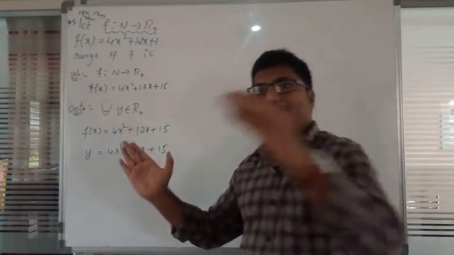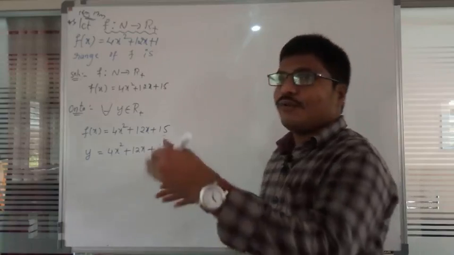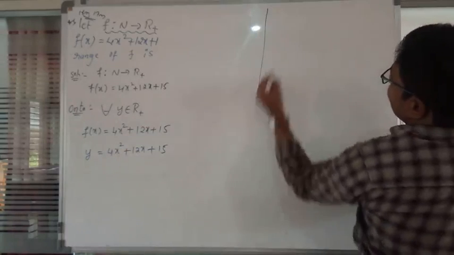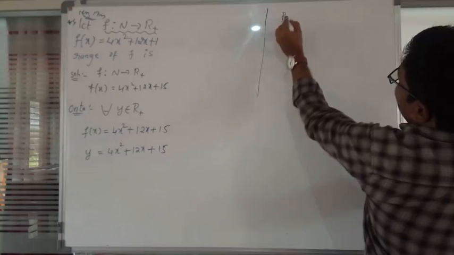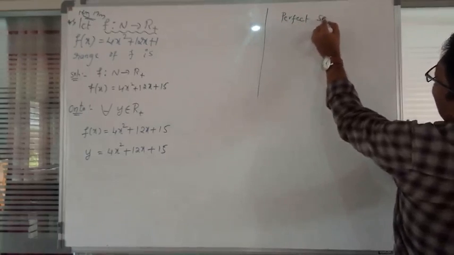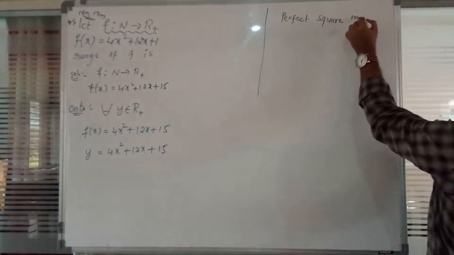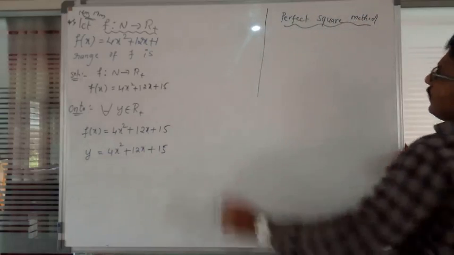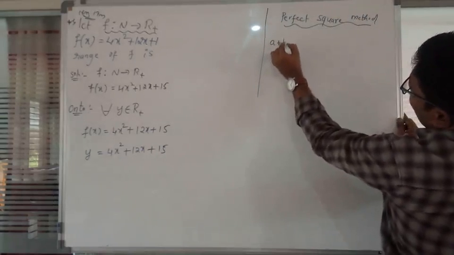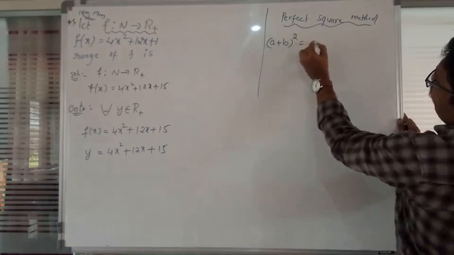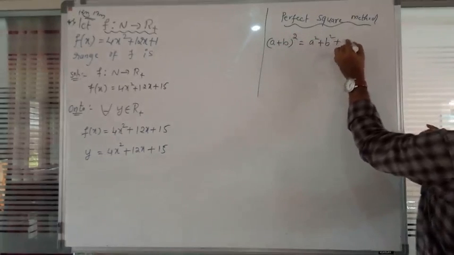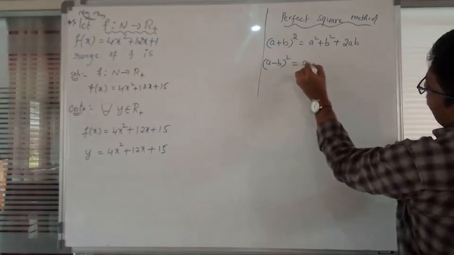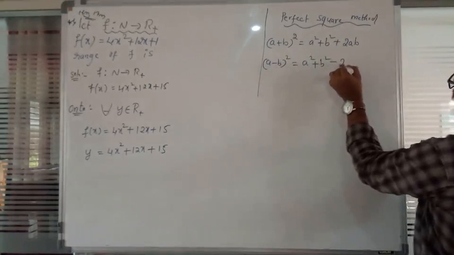If we want to express x in terms of y, we have to use one separate method. That is called the perfect square method. In this method, two formulas are included. a plus b whole square is a square plus b square plus 2ab. Another one is a minus b whole square, which is a square plus b square minus 2ab.